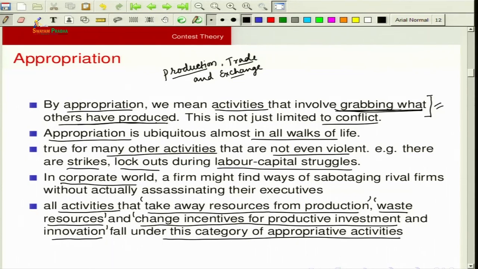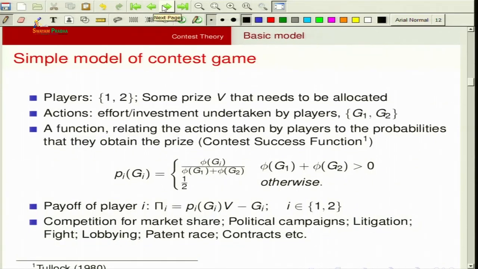Now, we will move forward to how we model that. Basically, as I already told, such appropriative activities we model with the help of a contest game. So, I will briefly explain a very basic model of a contest game. I will consider that there are two players, player one and player two, and they are engaged in some contest for some prize of value V. It can be a piece of land, any other resource, any position of power or whatever. We will see these things in detail also.